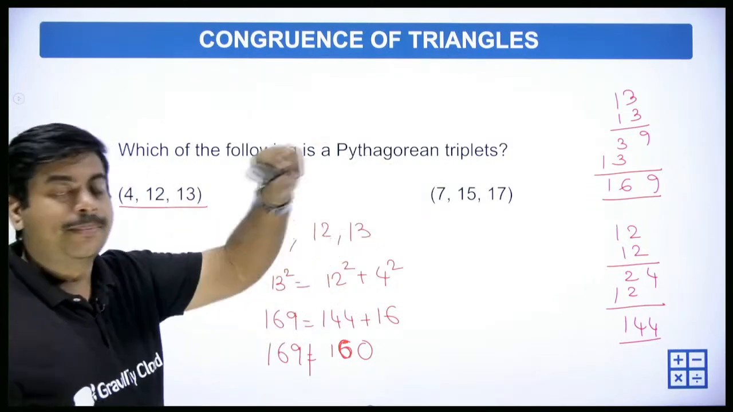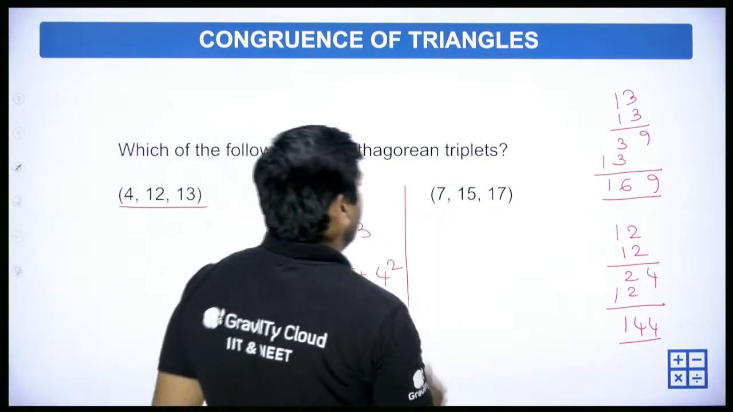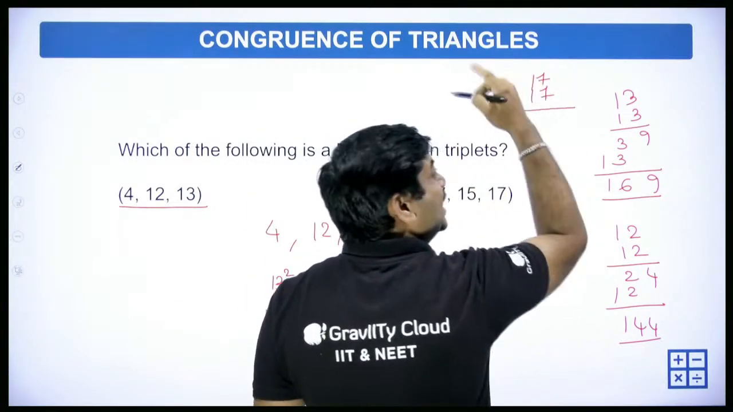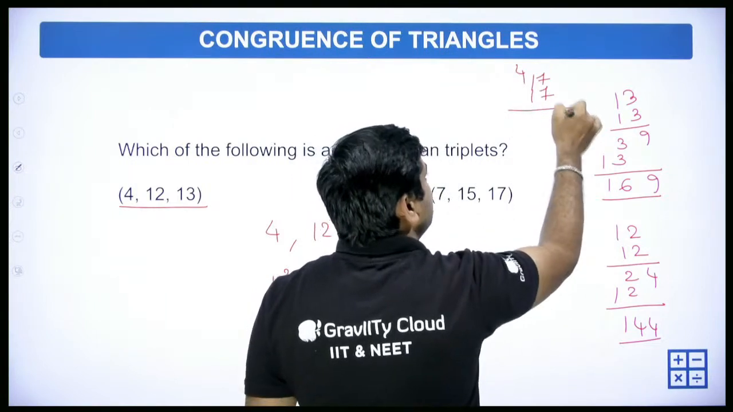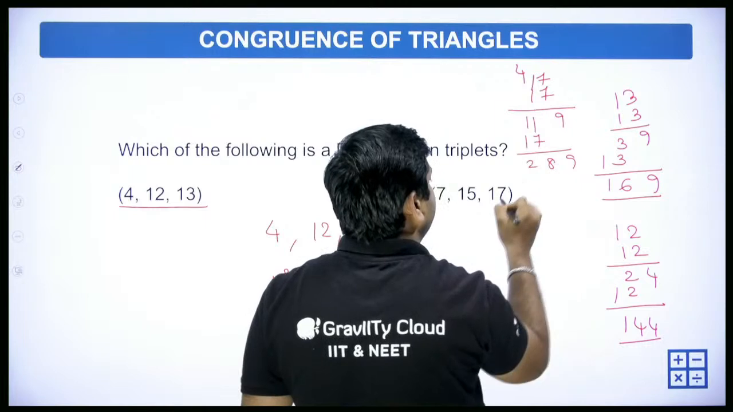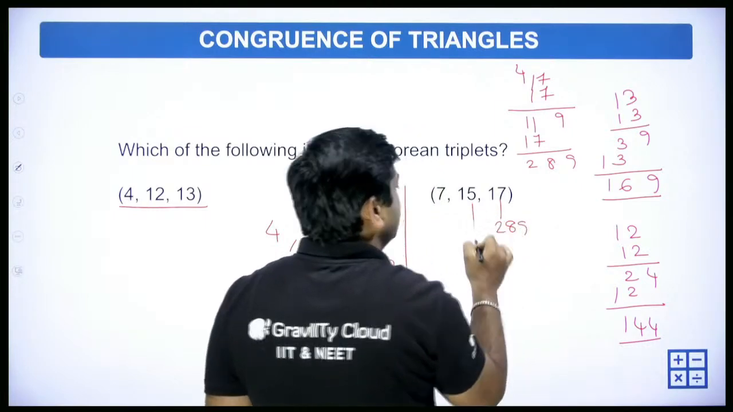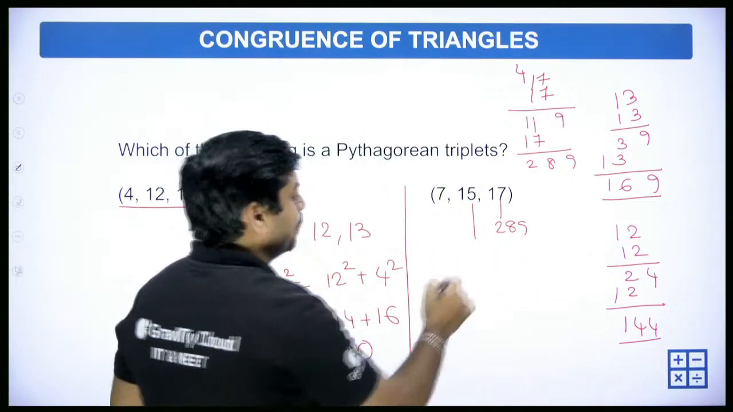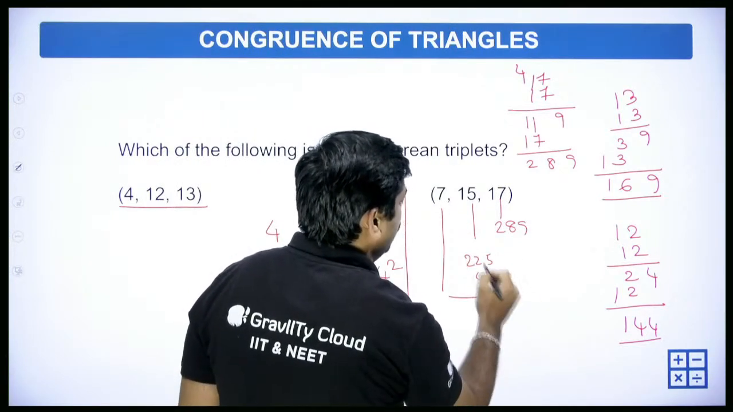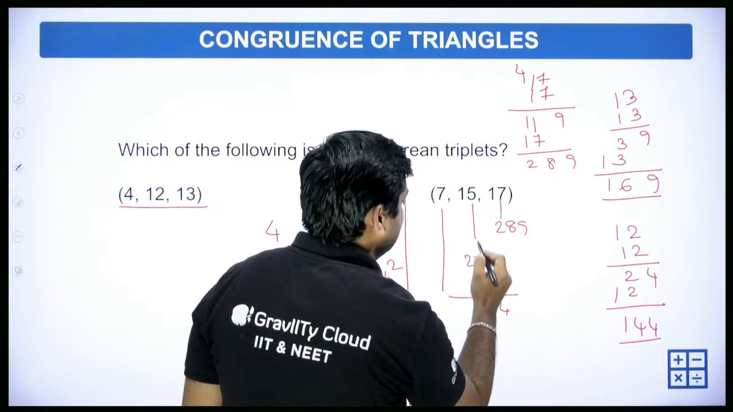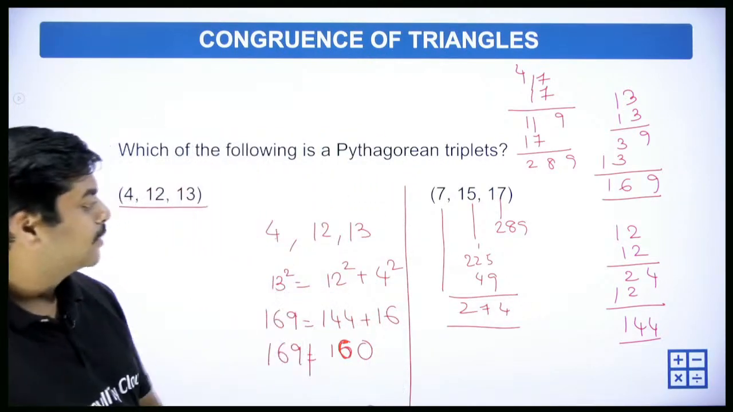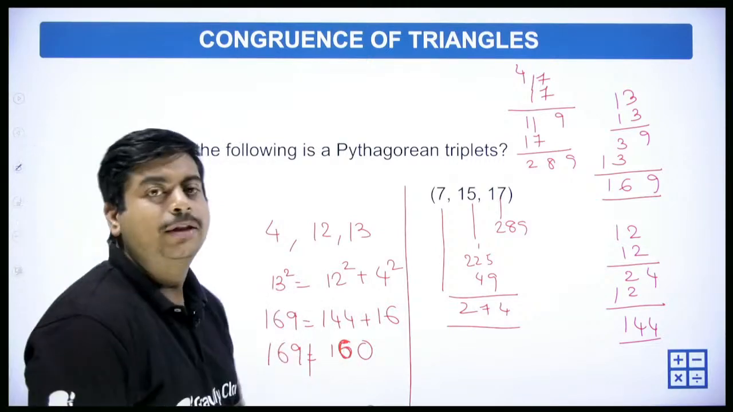Let's check this one: 7, 15 and 17. Let me check 17 square. 17 into 17, if I'm not wrong, it may be 289. 15 square, I remember it is 225, and 7 square, I remember it is 49. So let us add these: 225 plus 49 is 274, and that is not 289. Once again, please cross check that. So these are not Pythagorean triplets.